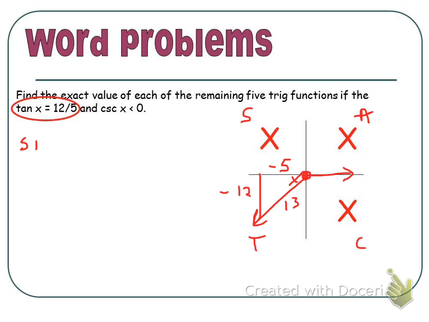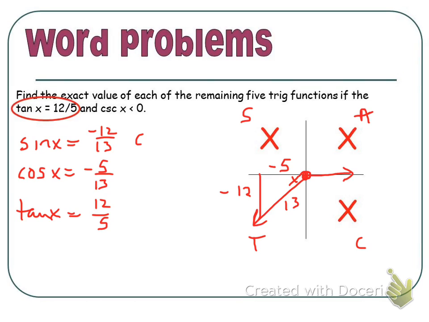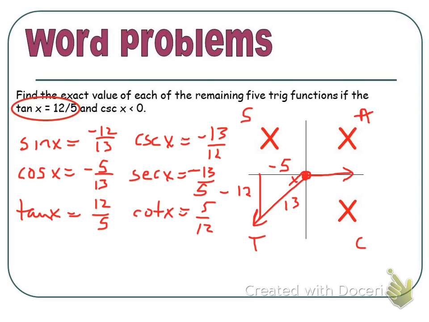So the sine of x is equal to the opposite over the hypotenuse. That's negative 12 over 13. The cosine of x is equal to the adjacent side over the hypotenuse, negative 5 over 13. And we're given the tangent of x: tangent of x is 12/5. Cosecant x is the reciprocal of the sine, negative 13 over 12. Secant x is the reciprocal of the cosine, which is negative 13 over 5. And the cotangent of x is equal to 5/12. All right?